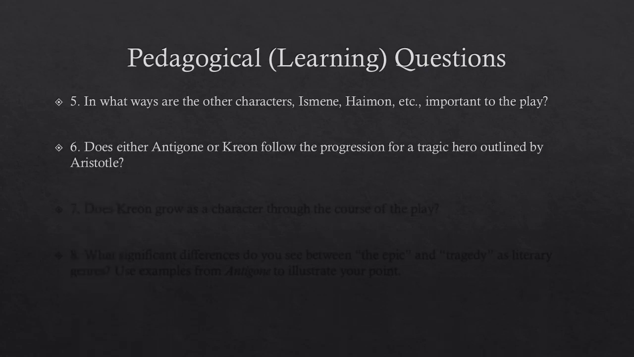And then I ask, does either Antigone or Creon follow the progression for a tragic hero outlined by Aristotle, right? That would make a perfect drama, according to Aristotle. And so we've seen how Oedipus follows it almost exactly, almost precisely. But do either of these characters follow it as precisely as Oedipus? And if they don't, if they deviate, to what degree? A character doesn't have to follow it as precisely as Oedipus for us to be able to have a good conversation about it. And so, Creon, I think, comes closer.